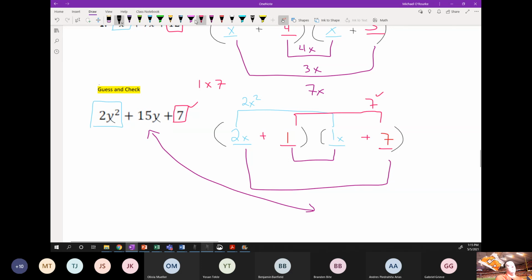Okay? Which then 1 times 1x is x, or 1x. 2 times 7x is 14x. Add those together, I get 15x. And look, they're the same. So now I factored these. This is the factor. I've broken those up into factored form.